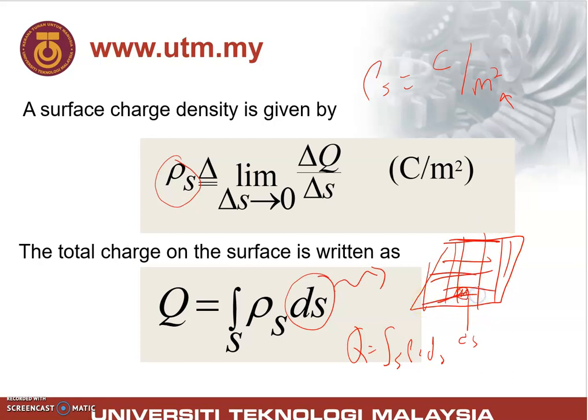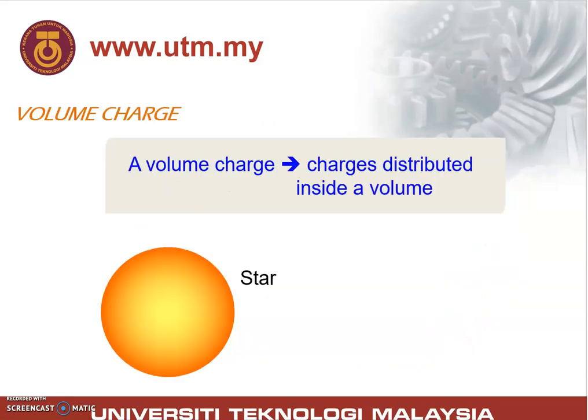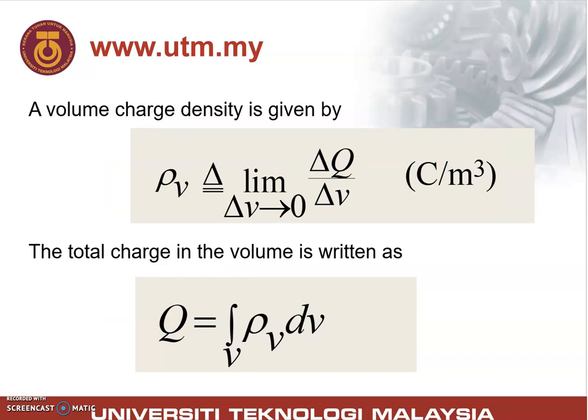Volume charge is a charge distributed inside a volume, for example a star, inside a volume. The volume charge density is given by rho v, in coulomb per meter cubed, where cube means volume. So the total charge in the volume is written as Q equals the integration over V of rho v dV.